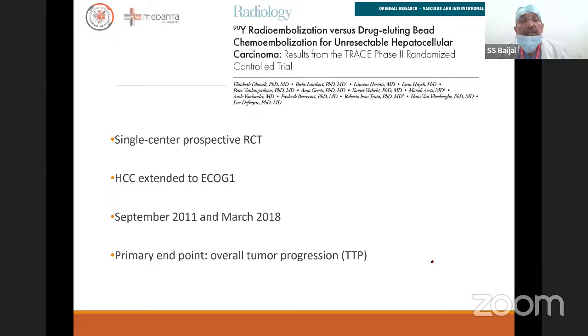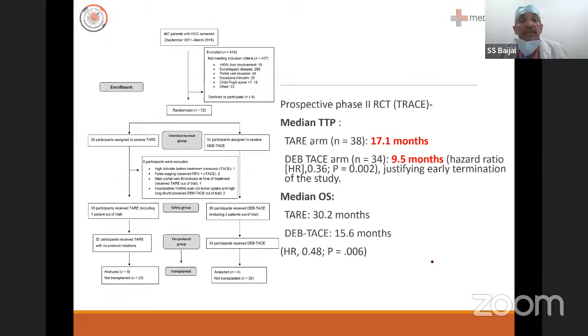Here is another group which compared an RCT of patients who were undergoing Y90 versus DC beads. And here again, the patients who were in the compromised ECOG performance state were the reasons why they were being labeled as advanced HCC. And here the results were so overwhelmingly superior in the Y90 arm as compared to the DEB arm that the study was terminated because the time to tumor progression was 17 months compared to 9 months, and the overall survival was also nearly double in the Y90 group.